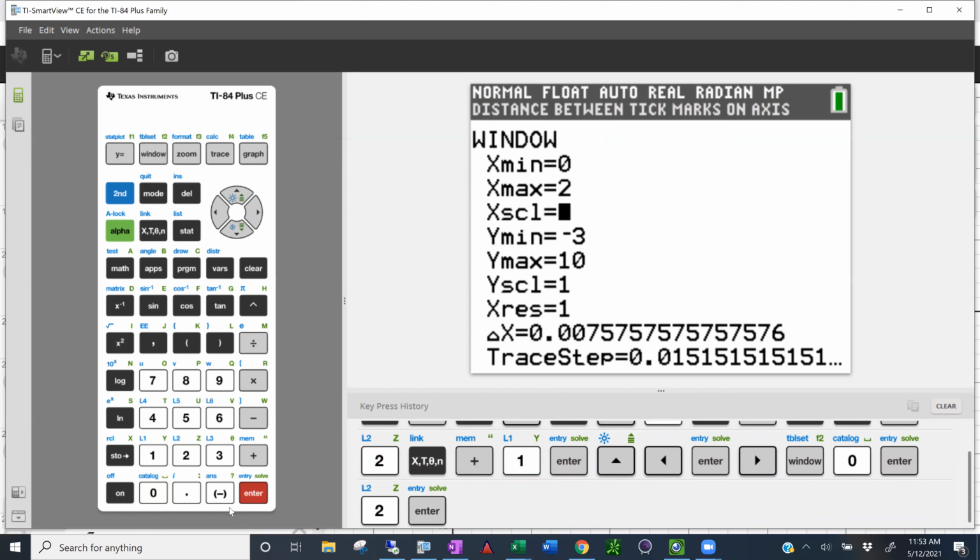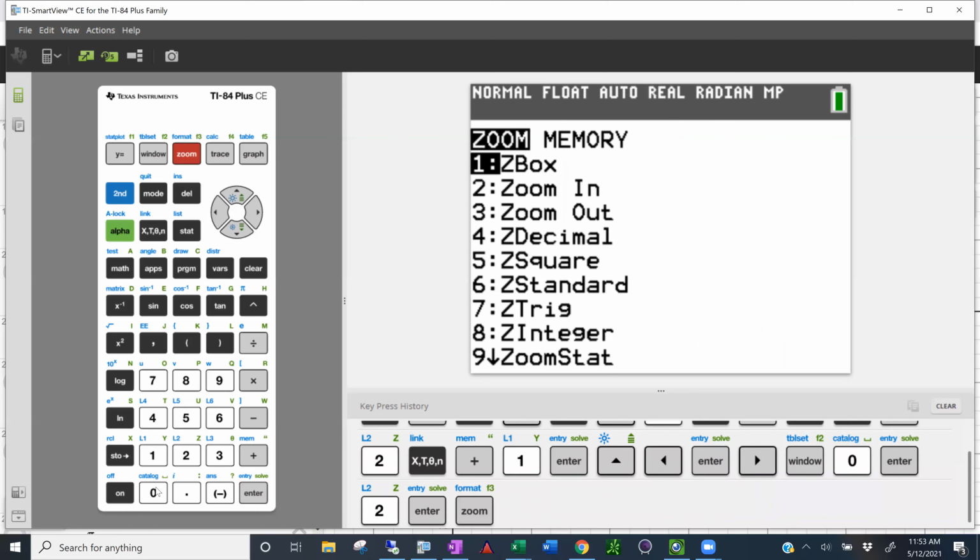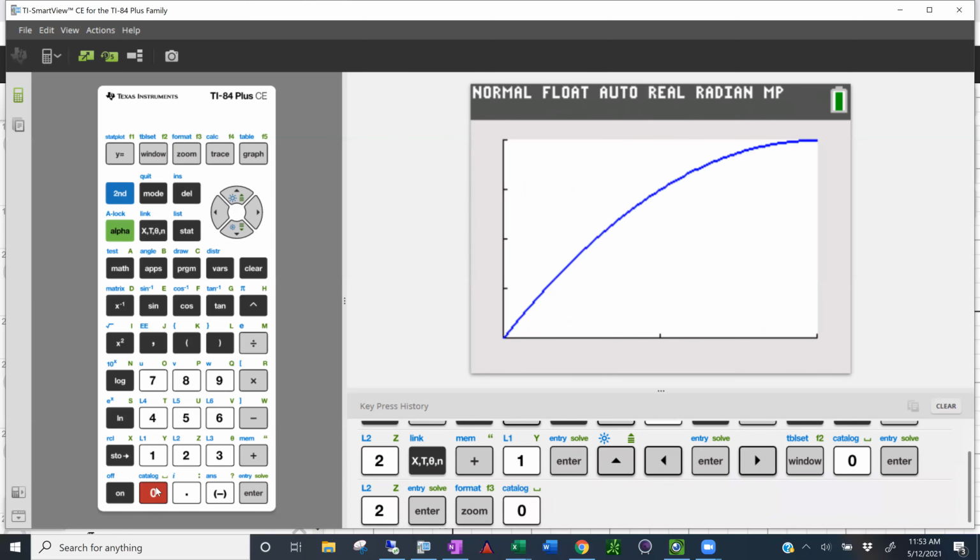The big question then is, what do I do for the y-axis? Well, the good news is you don't have to. You don't have to think about it. You can type in zoom and then 0. And there you go. That's the graph of your function.